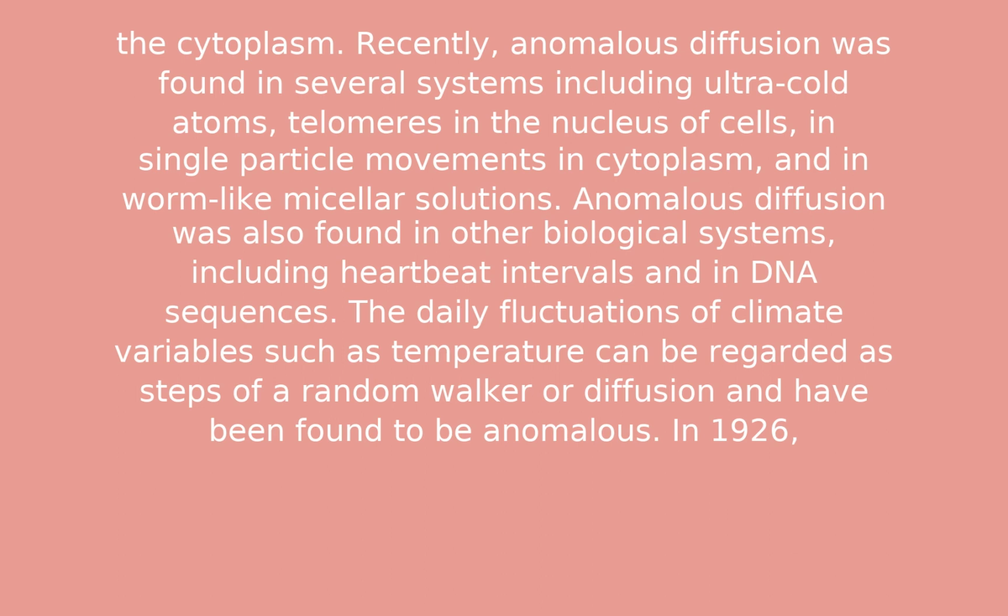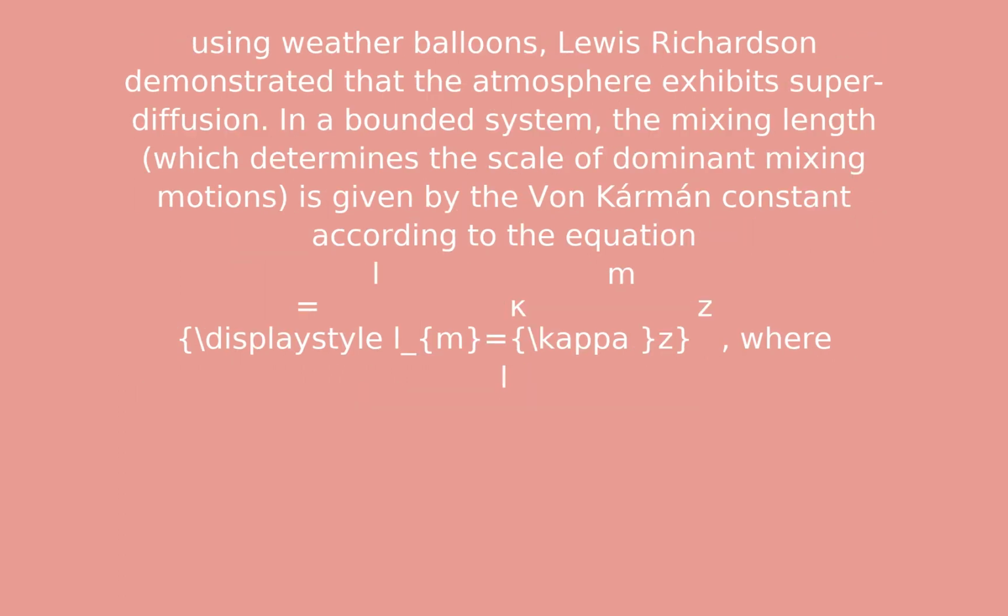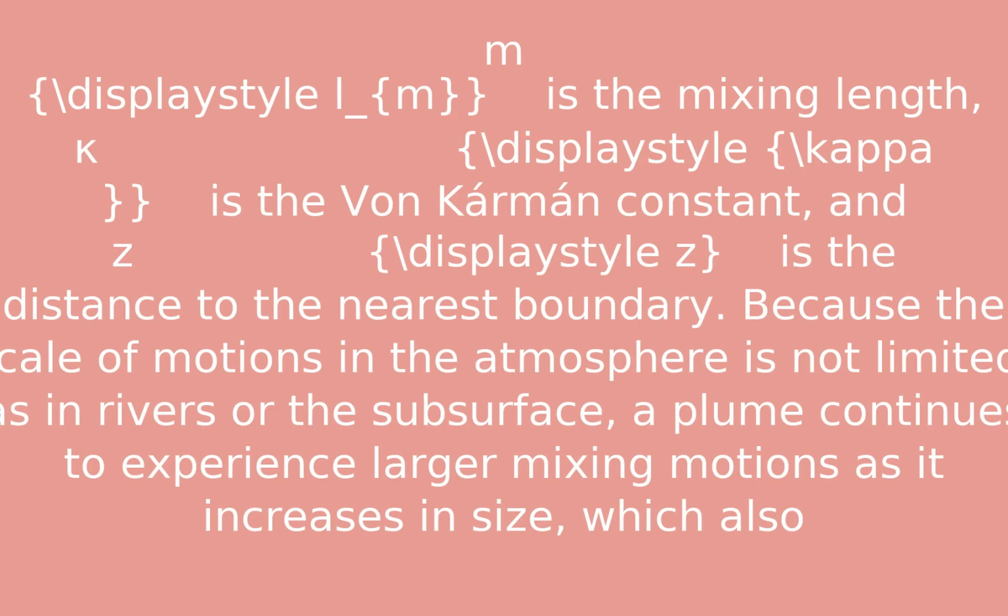In 1926, using weather balloons, Lewis Richardson demonstrated that the atmosphere exhibits superdiffusion. In a bounded system, the mixing length is given by the von Karman constant according to the equation L_m = κz, where L_m is the mixing length, κ is the von Karman constant, and z is the distance to the nearest boundary.